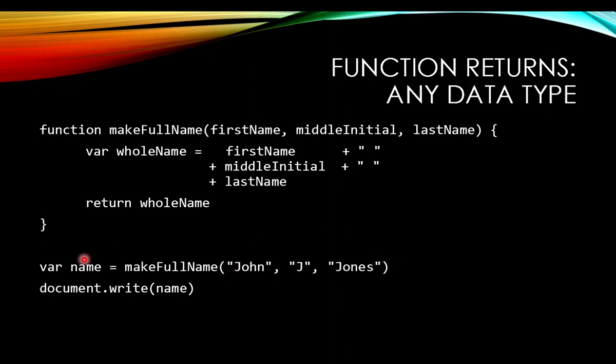It's going to store it in this variable, and when I document.write it, I'm going to get John J. Jones. Right? So functions can be of any type.